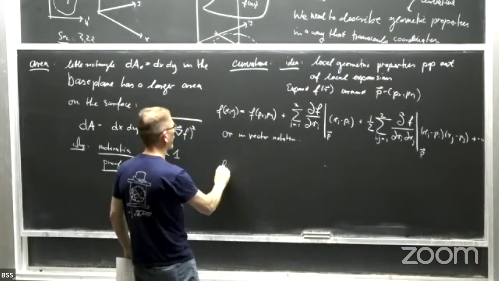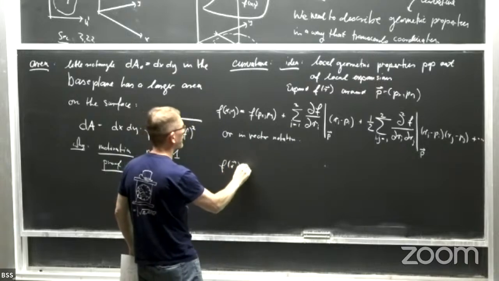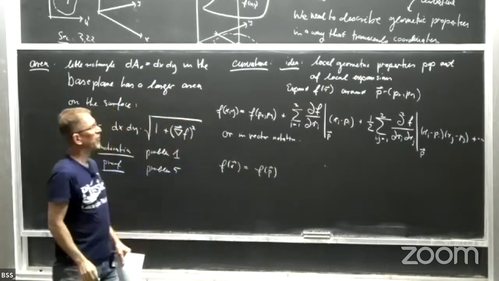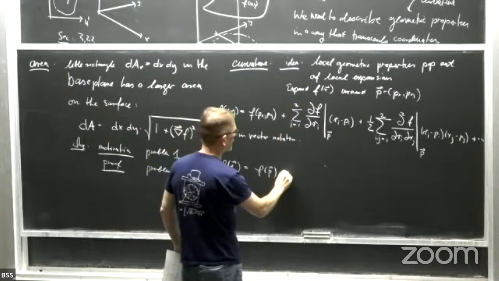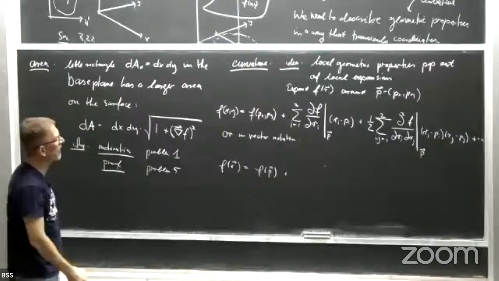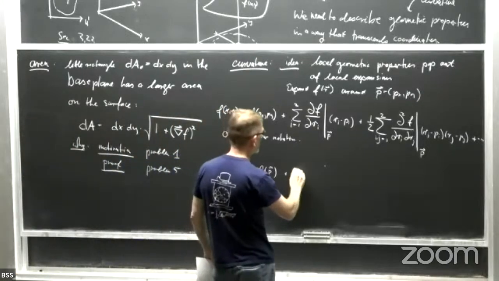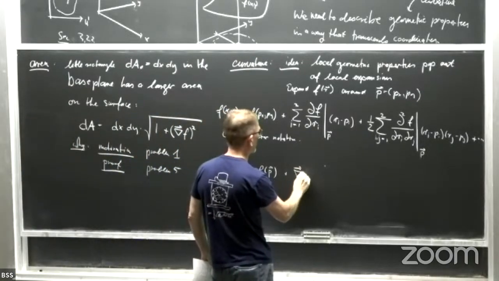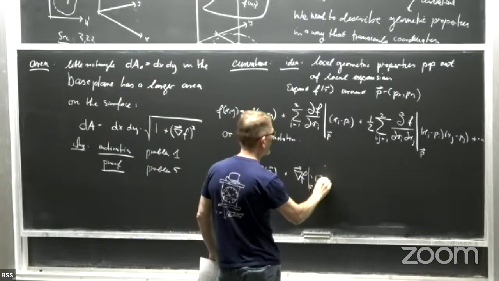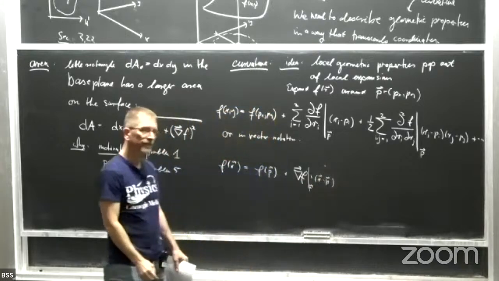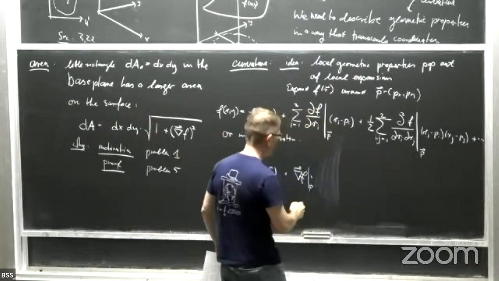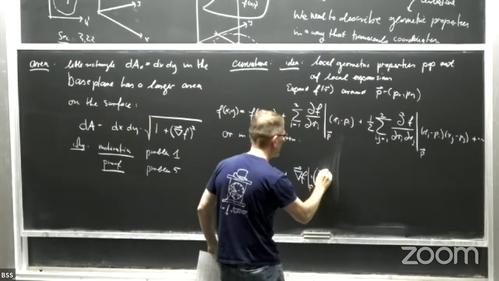We said that f at r is something like f at the point I'm expanding plus, and this first term, which is df by dri times ri minus p, looks a little bit like a scalar product, which is, of course, exactly what it is. It's the scalar product of the gradient of f evaluated at p times r minus p.